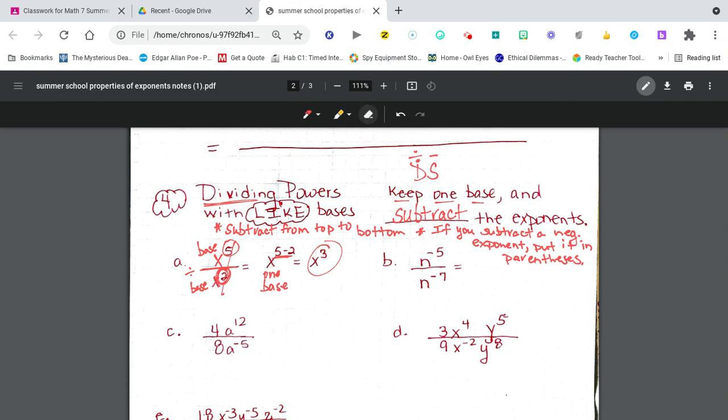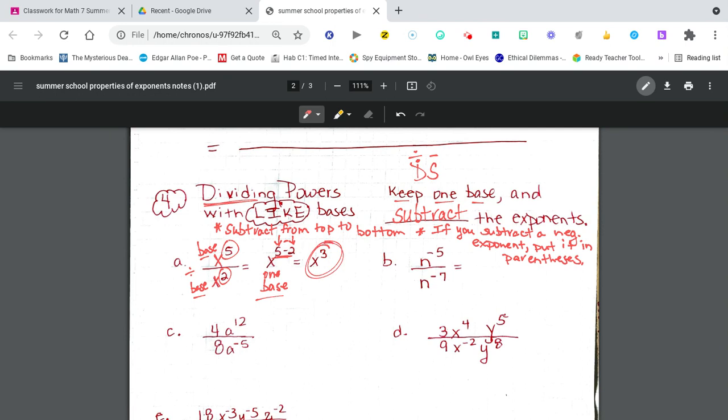So again, let me just go back through this one more time. You got a base x on the top and a base x on the bottom. So you just write one base and you subtract the exponents from top to bottom. So put the 5 first, subtract the bottom, which is 2. 5 minus 2 is 3.